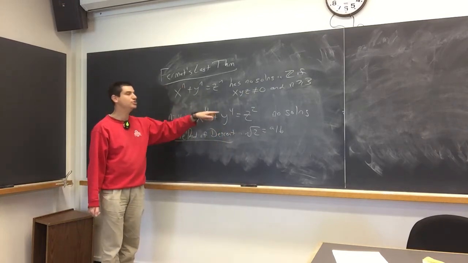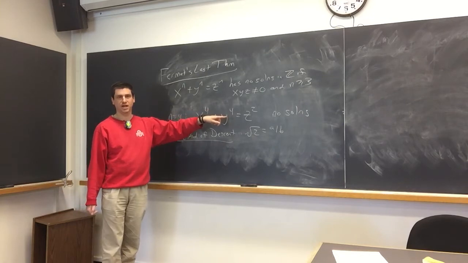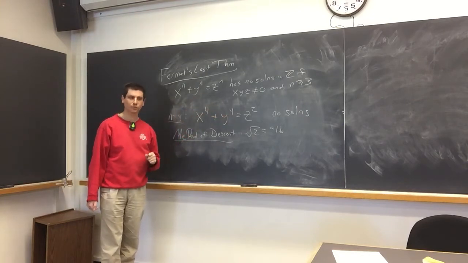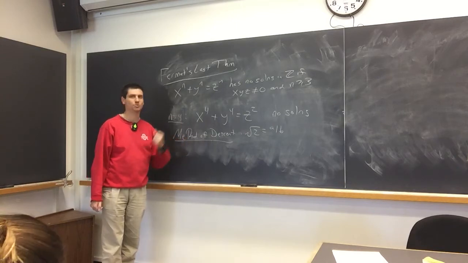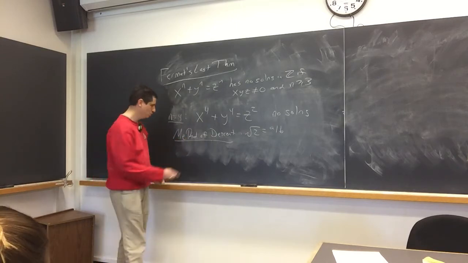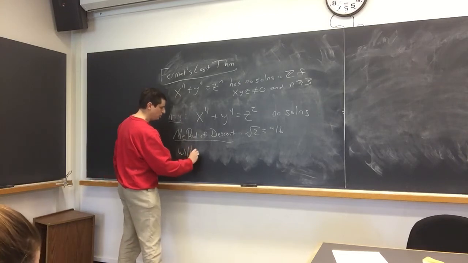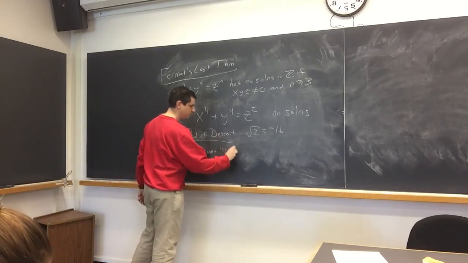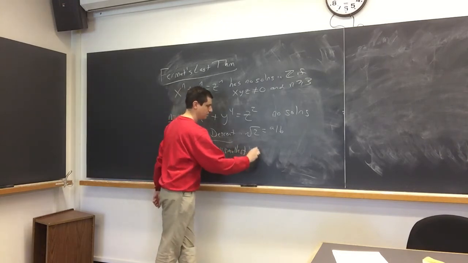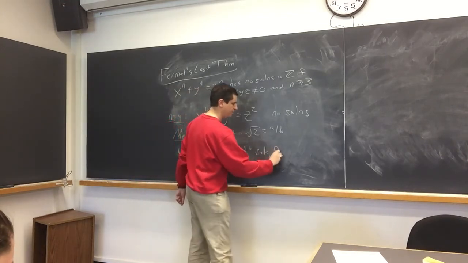So we're going to do the same thing over here. We're going to assume a solution exists. And then from the existence of one of these solutions, we're going to show that there exists a new solution that's smaller. So we'll assume we have a smallest solution, and then we'll find a smaller one.